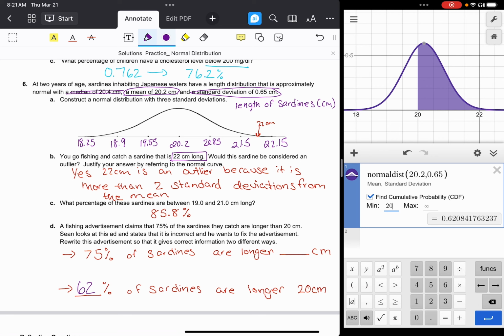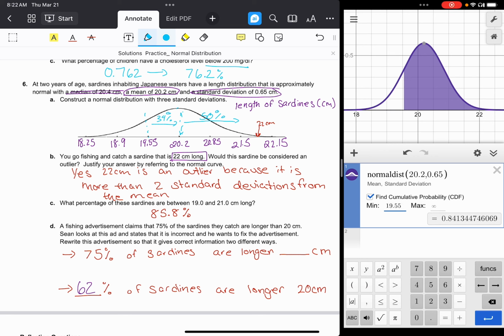Now, I want to figure out what percentage would get me 75. Now, if you remember, the mean, there's 50% above that. Now, between the mean and the first standard deviation is 34% of the data, which means above 19.55 would be 84% of our data points. So 75 is less than that, so I know it needs to be above 19.55, but below 20.2. And so, let's try some numbers.